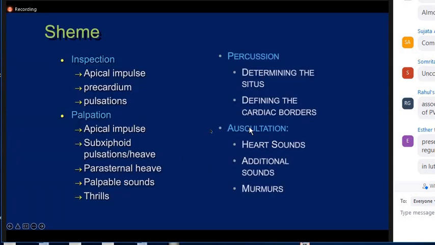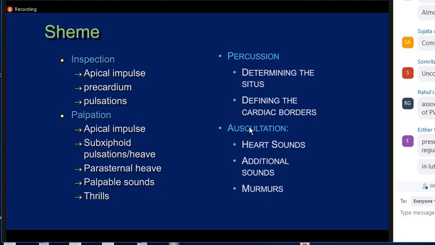Number one, look at the precordial bulging. One of the commonest causes of precordial bulging is ASD. You know why? Because the right ventricle can dilate much more compared to the left ventricle, and the right ventricle is present just below the sternum, anterior to the left ventricle. That's the reason precordial bulging is quite commonly seen in atrial septal defect compared to other structural problems.